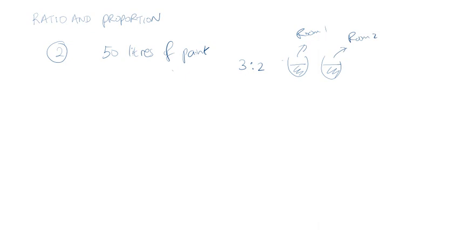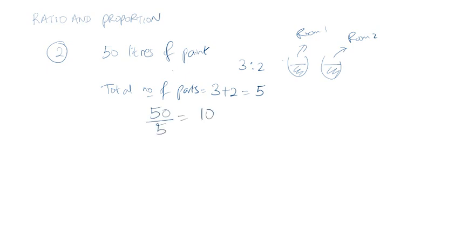So every time you have to divide a quantity in a given ratio, what you need to do is you first need to find the total number of parts. You get it by adding the two numbers in the given ratio. So 3 plus 2 is equal to 5. That's the total number of parts. Now I've got 50 liters which I need to divide into 5 parts.